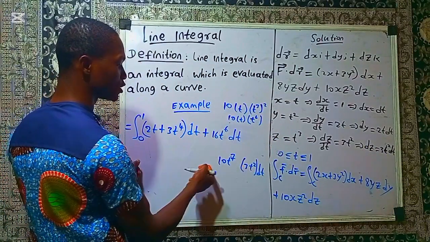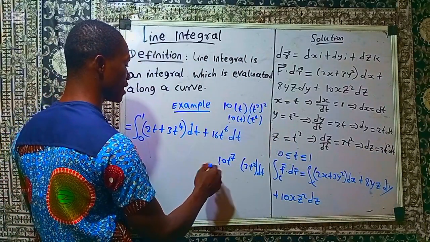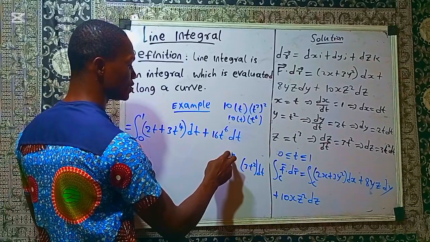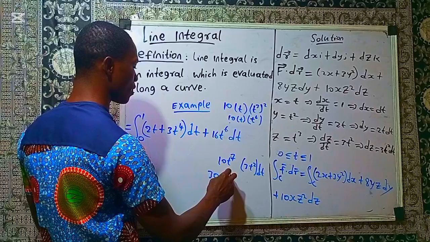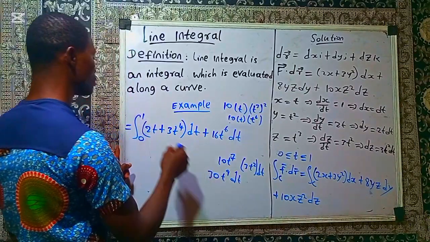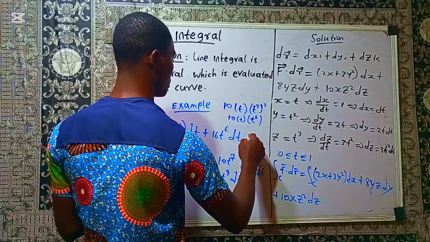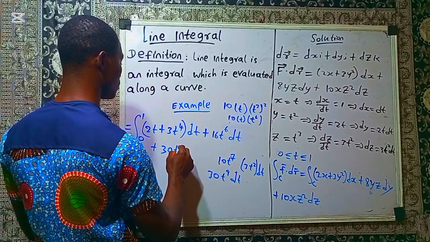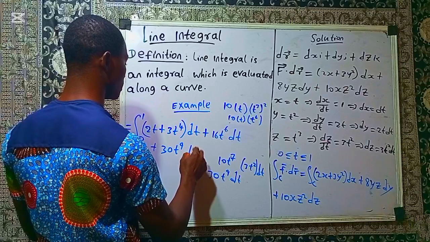So if you do the multiplication all together, 3 times 10 will give you 30, and t squared multiplying t raised to power 7, we have t raised to power 9, if you add the index of t. So we are going to have here plus 30 t raised to power 9 dt.